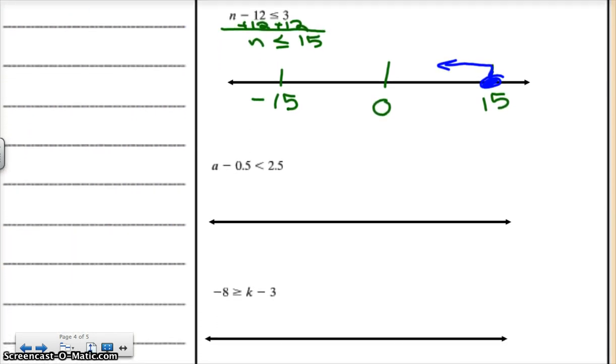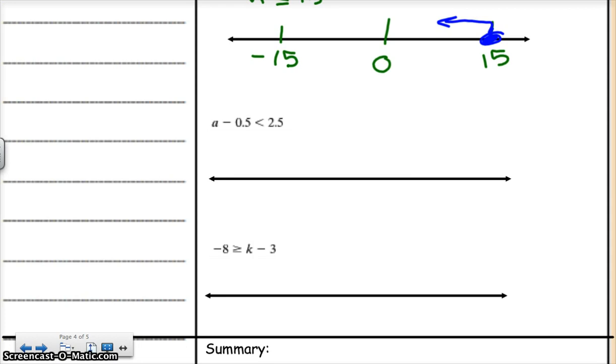A minus 0.5 is less than 2.5. Add 0.5. Add 0.5. Remember with decimals, you line the decimal up, okay? A is less than 3. 3 and its opposite. I know that I'm pretty lazy, but I think I could even include the tick marks to 3. 3's not that bad, right? Open circle or closed? Open. Going which way? Left. Going to the left.